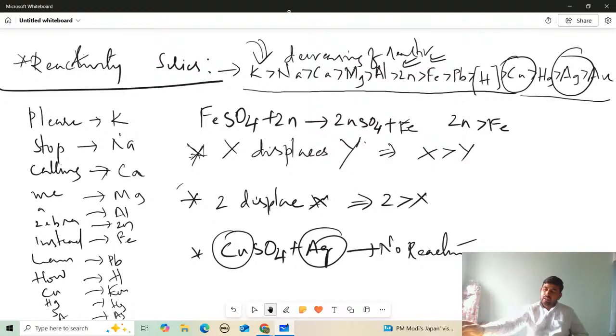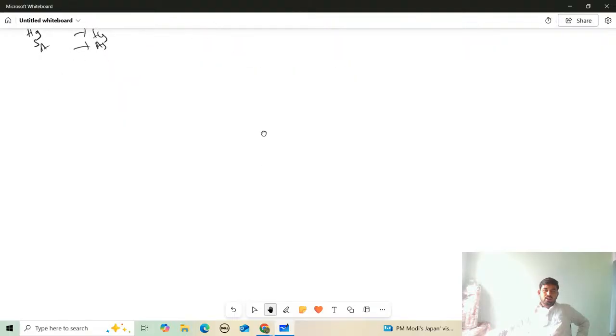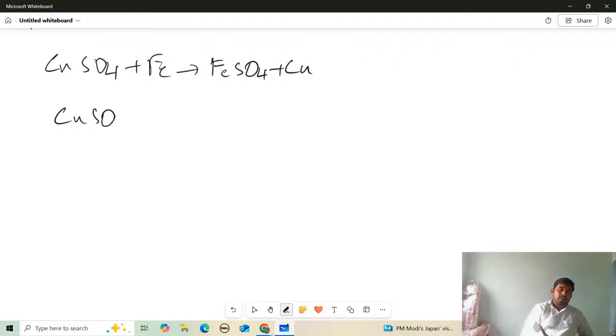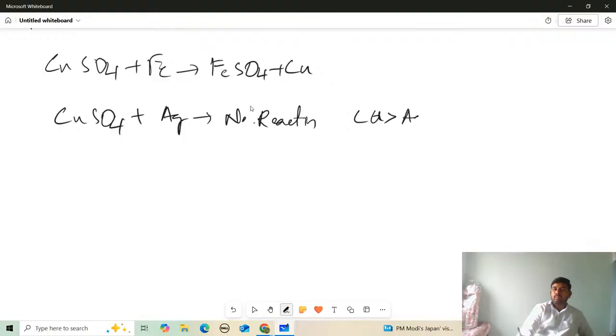Okay, if you know all these things, then you will come to know whether the reaction is possible or not. See some more examples. Copper sulfate plus Fe, as I said already, reaction is possible. Definitely FeSO4 plus copper will be formed. Similarly, copper sulfate plus silver: no reaction. What is the reason?